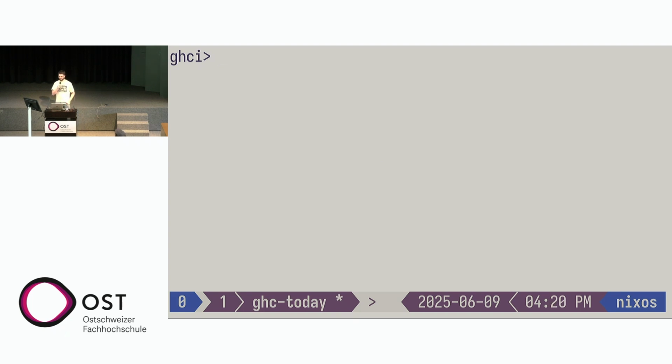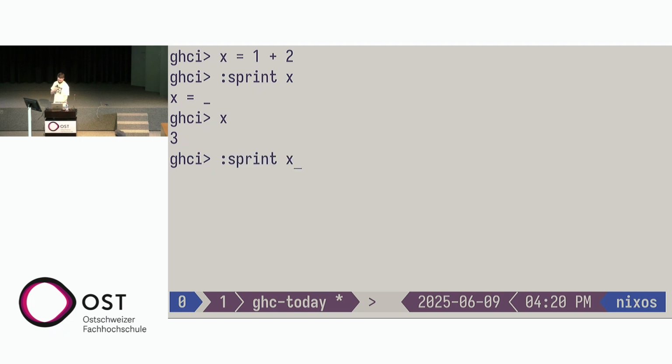2 years ago on this stage, during his lazy evaluation talk, Andres posed a question to the audience, and it went like this roughly. So we have this x equals 1 plus 2 expression, and using the sprint command, we can print this value as much as it has already been evaluated, and currently it is underscore because it is a thunk. And the question was, if we evaluate x, then what would the output of sprint x be?